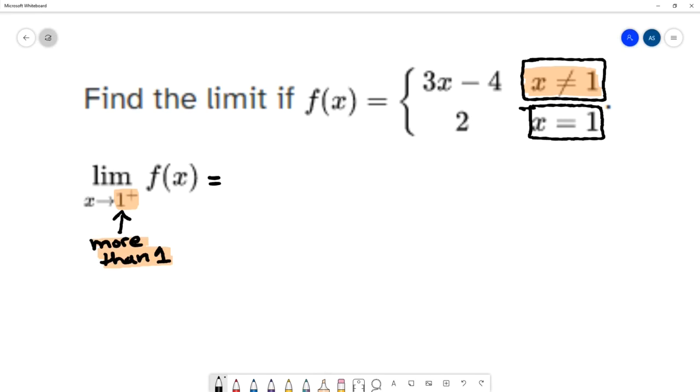So that's going to be 3 times 1 minus 4. And that's 3 minus 4, which is negative 1.